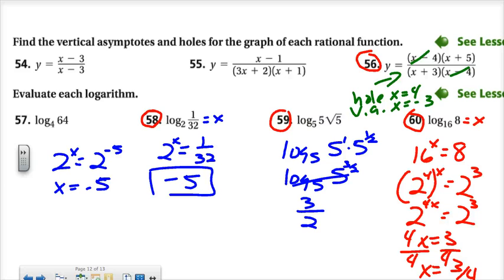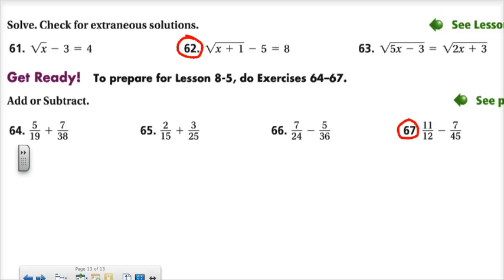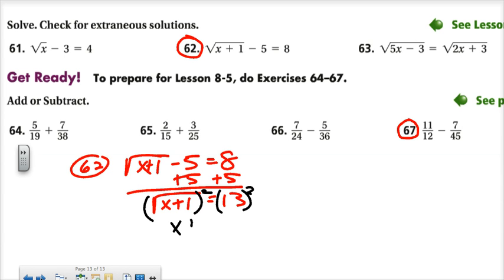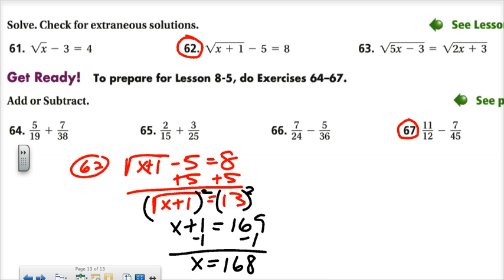Let me take a peek here, but I'm going to do one of the solving ones here. Number 62 says solve and check for extraneous solutions. So we have the square root of the quantity x plus 1 minus 5 equals 8. First thing we would do is add 5 to both sides. So the square root of x plus 1 equals 13. Then we would square both sides so that x plus 1 equals 13 squared, which is 169. And then subtract 1 from both sides and get 168.